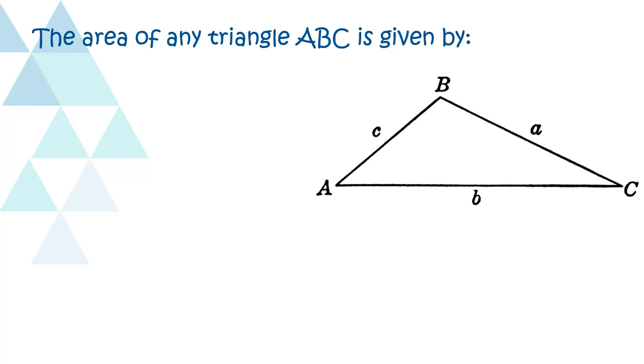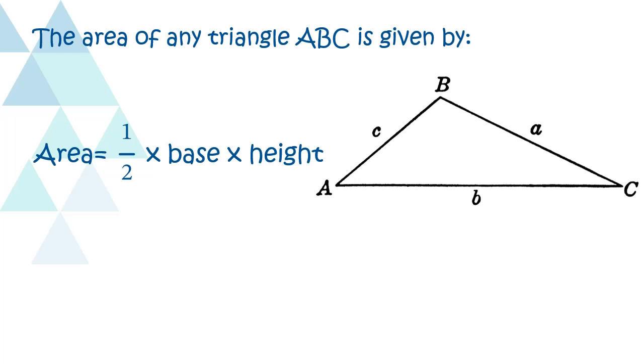Let us try to find the area of this triangle. We know that the area of any triangle is equal to half times its base times its height. And we also know that the height is perpendicular to the base. Now, let B be the base of this triangle, and let us draw the height h.